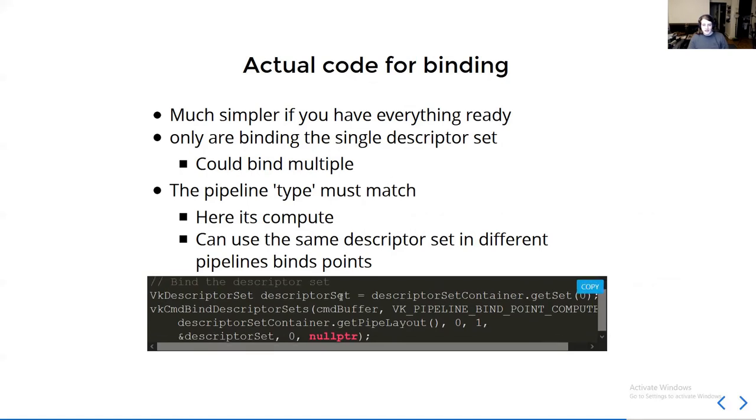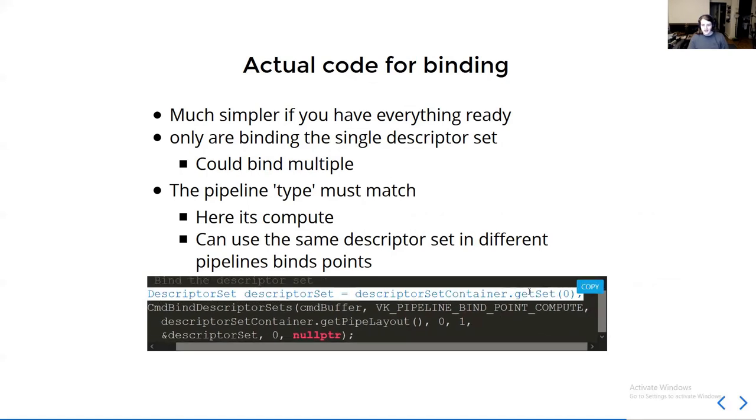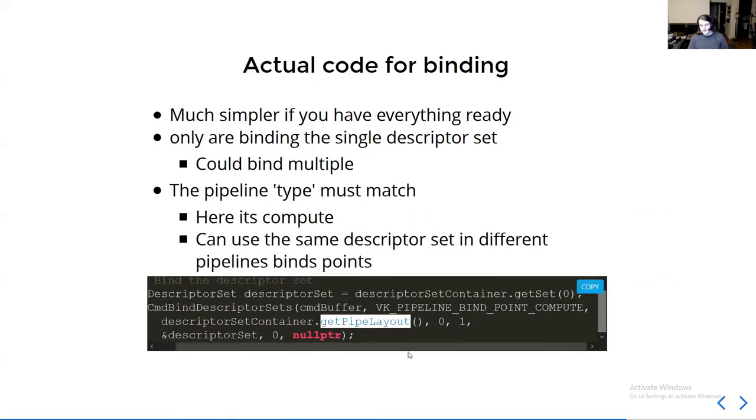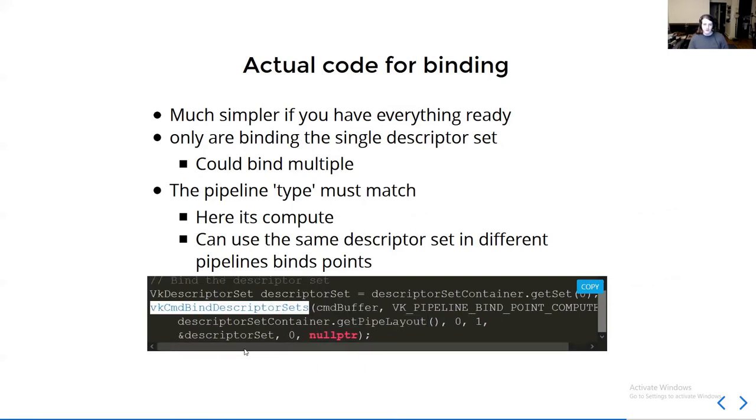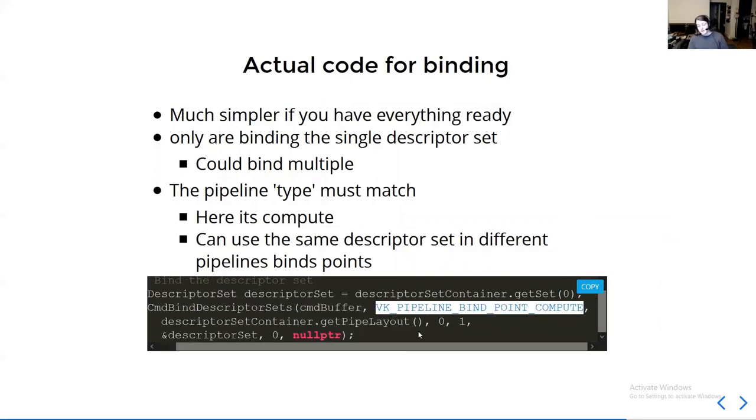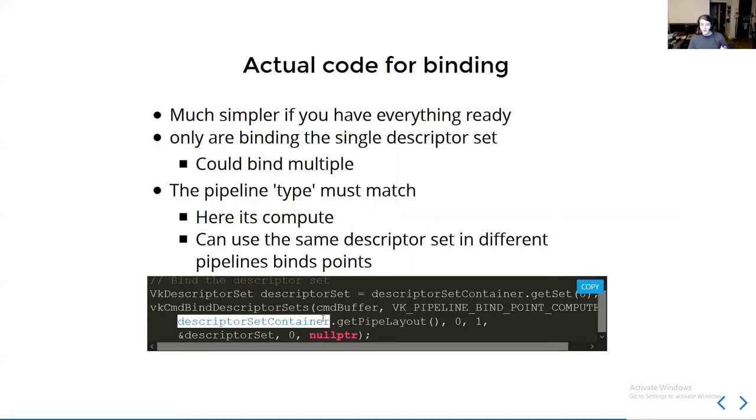Actually, binding it is just getting the set, which is the first set or the zeroth set, and then binding it. So we just fill in all of those parameters. We're going to call vkCmdBindDescriptorSets using a command buffer we have ready with pipeline bind point of compute. We're going to get the layout from the descriptor set container, the pipeline layout. We have the first set at place zero. We only have one set.